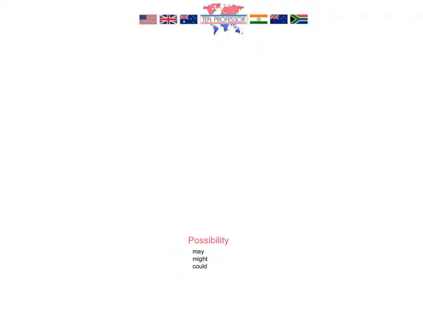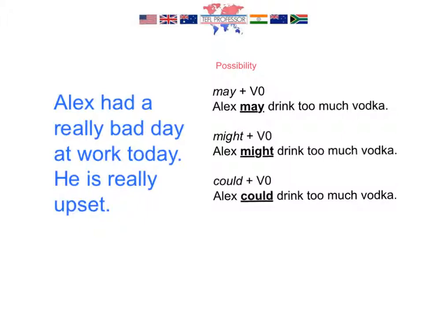Next one is possibility. May, might, or could. So Alex had a really bad day at work today. He's really upset. When some people are upset, they might go out and have a drink to let off a little bit of steam. We don't know that it's going to happen. That's why it's a possibility. All three of these, may, might, and could, are all about equal. It's about 50-50. We're not saying it's going to happen, but it is possible.